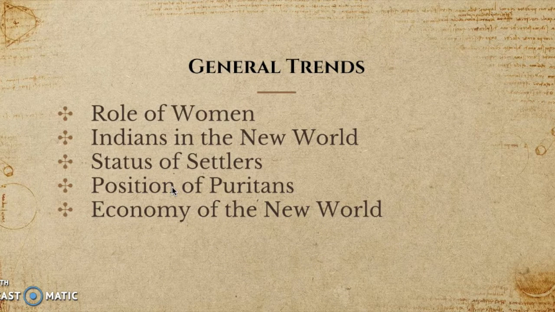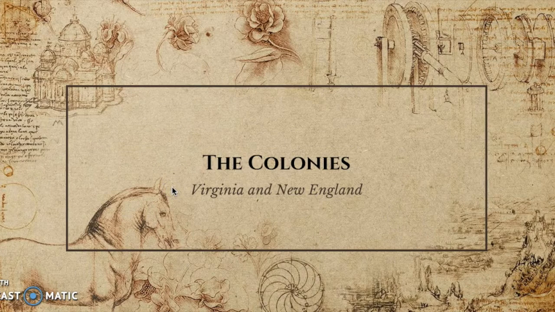So the general trends of this era that you should keep in mind while you're studying are the role of women, Indians in the New World, and the status of settlers, as well as the position of Puritans and the economy of the New World. First, we'll start with our review of the colonies. The ones we will look at are Virginia and New England. The ones that we don't have in this video are Pennsylvania, Maryland, and the rest of the Deep South. Those are the big ones that you'll have to study on your own.